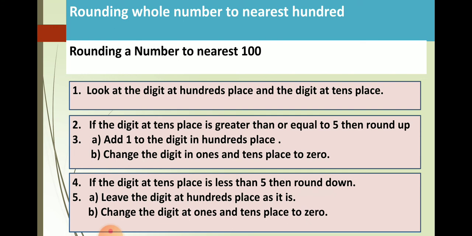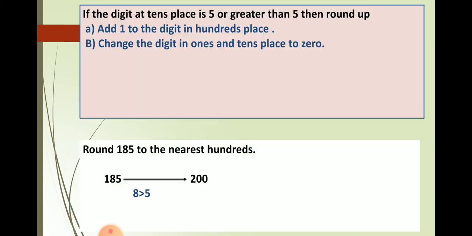Now rounding whole number to nearest 100. Here are the rules regarding how to round off a number to the nearest 100. First, look at the digit at hundreds place and the digit at tens place. Second, if the digit at tens place is greater than or equal to 5, then round up. Third, add 1 to the digit in hundreds place. Change the digit in ones and tens place to 0. Fourth, if the digit at tens place is less than 5, then round down. Fifth, leave the digit at hundreds place as it is. Change the digit at ones place and tens place to 0.